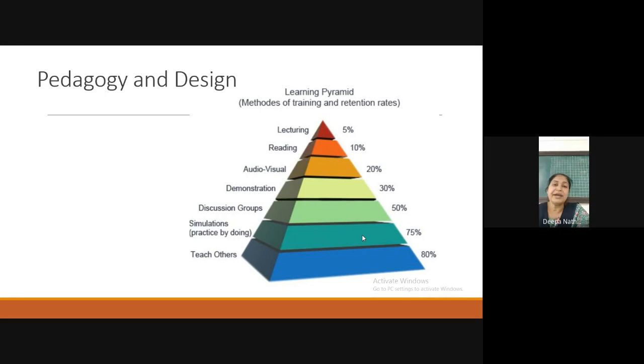If I demonstrate a particular problem in the class, 30% of the students are engaged. The rest 70%, God knows. Discussion groups: yes, if I have my turn of discussion, I involve 50% of the students in my class. This is a general perception from research. Simulation by practice doing, 75% of you accommodate.